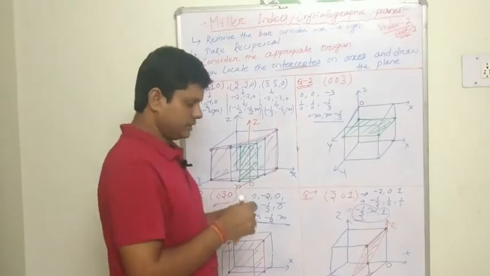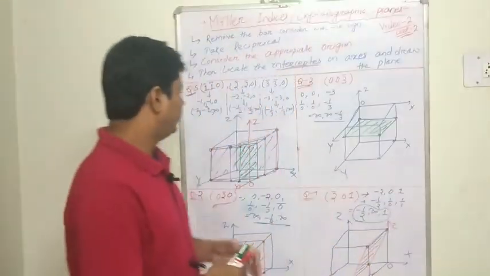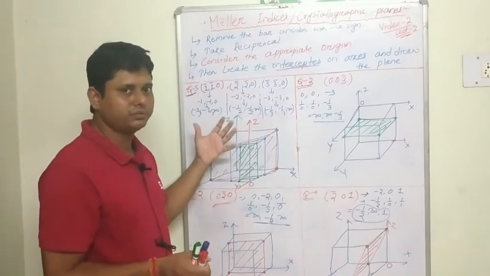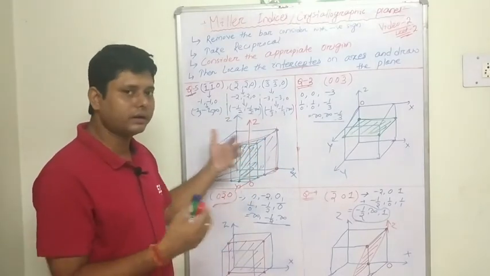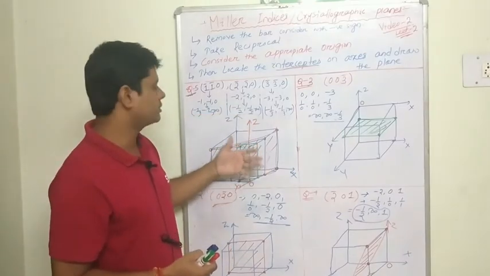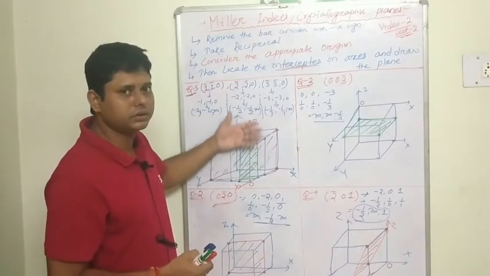So these planes are parallel with each other. Only for that I gave this, so that you perceive and understand that in this way we can construct the planes which will be parallel with each other, right?